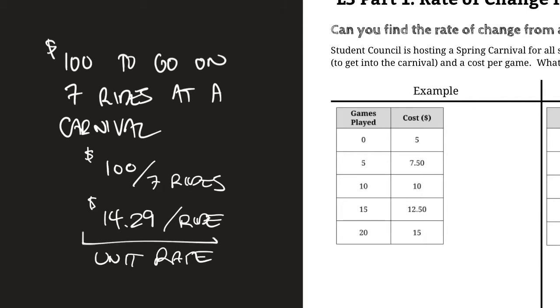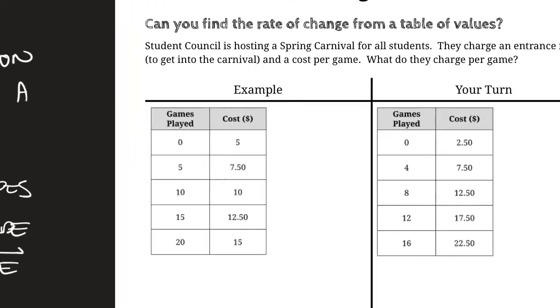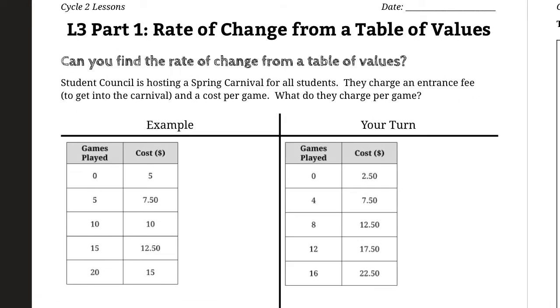And by now, we should be pretty good at calculating those unit rates. So basically what this tells us is that each ride costs $14.29 to go on. Now, the questions can get a little bit more complicated. For example, let's go to this problem from the handout here.